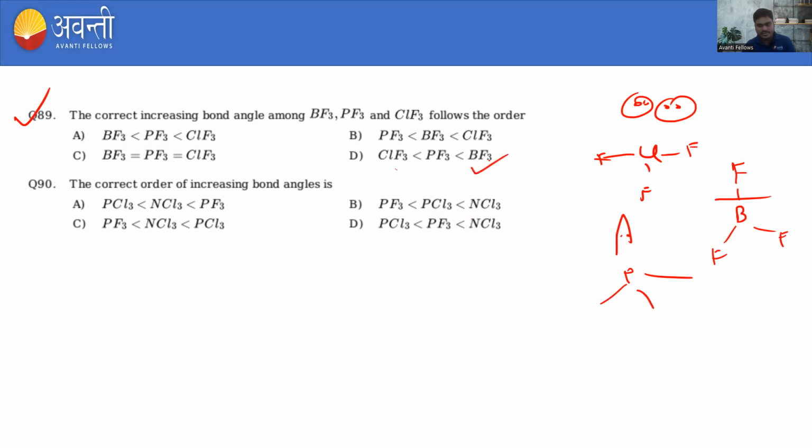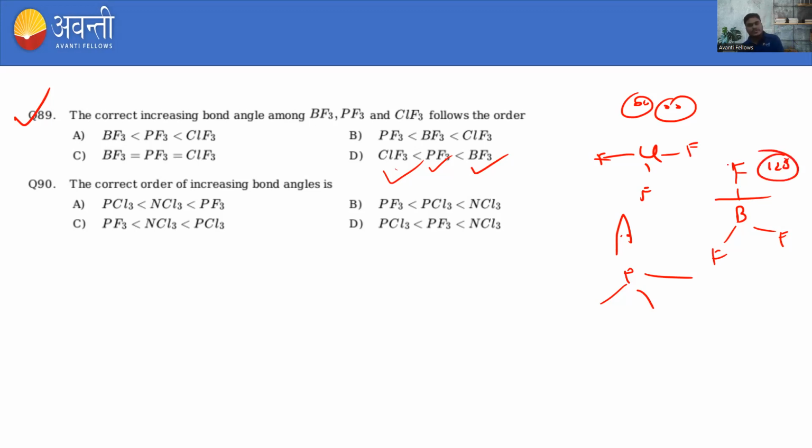The bond angle is the highest in BF3 and lowest in ClF3. Right. So this is how you can decide the order of the bond angle. The bond angle is the highest in BF3 because it has the minimum lone pair of electrons. BF3 has no lone pair of electrons. We can say that it is planar in structure and has a 120 degree bond angle.